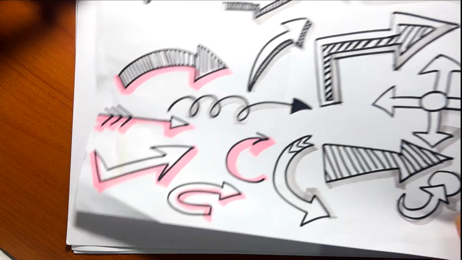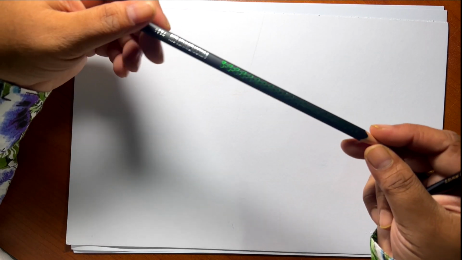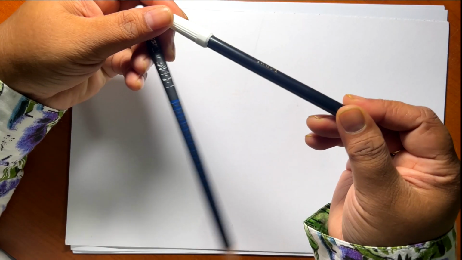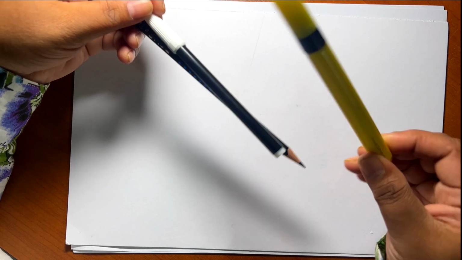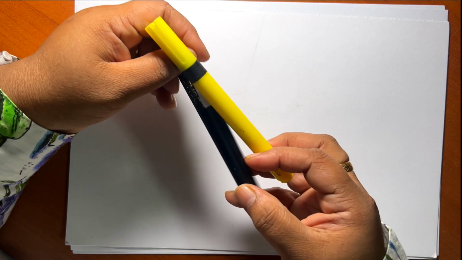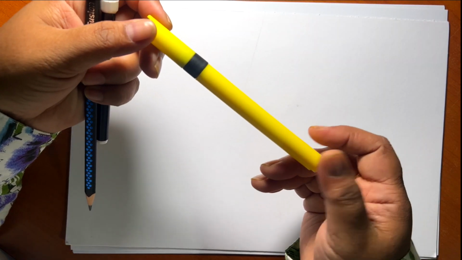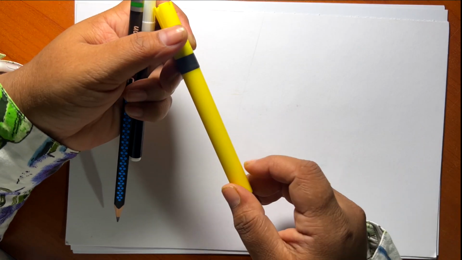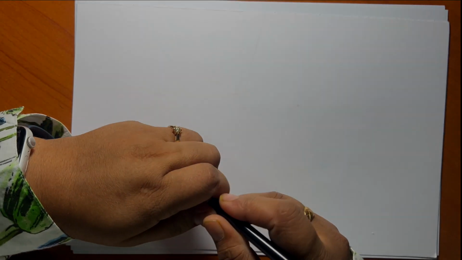Let's have a look at how to draw them. The supplies that you need: you can use a pencil. I'm using a very simple sketch pen. You can use a highlighter. This is a brush pen. You can use a brush pen as a highlighter, or any light colored highlighter. So let's try out some arrows.